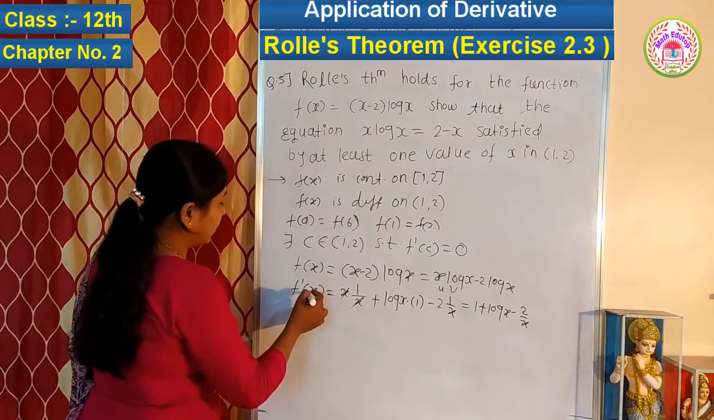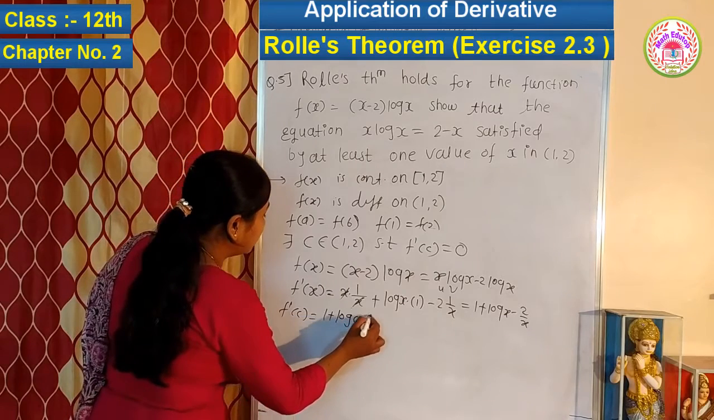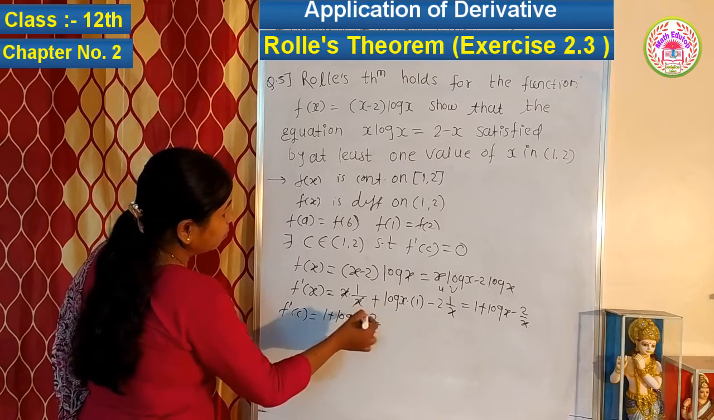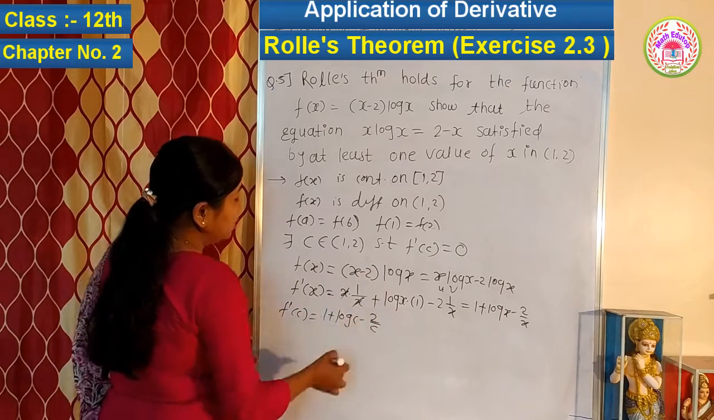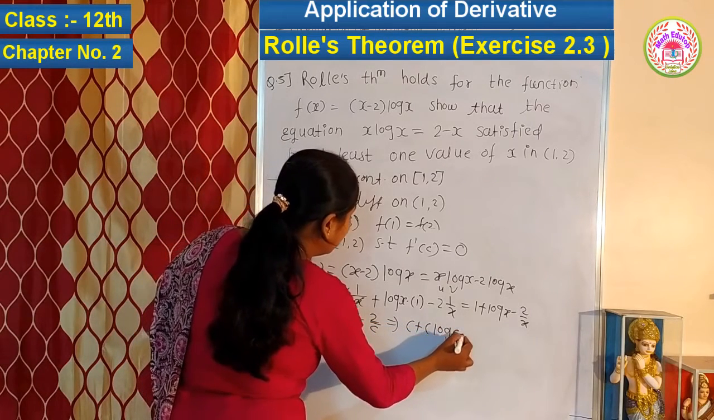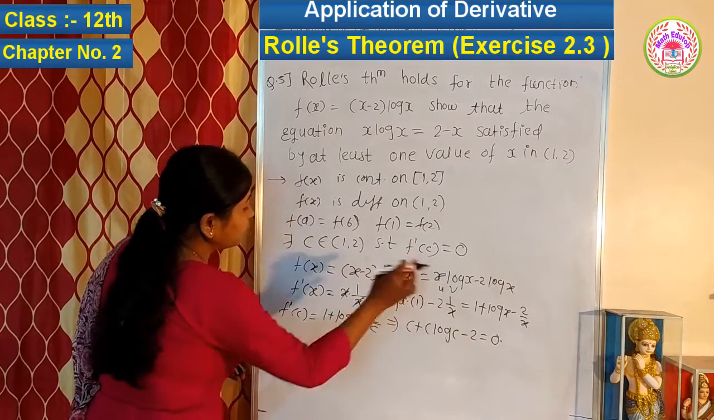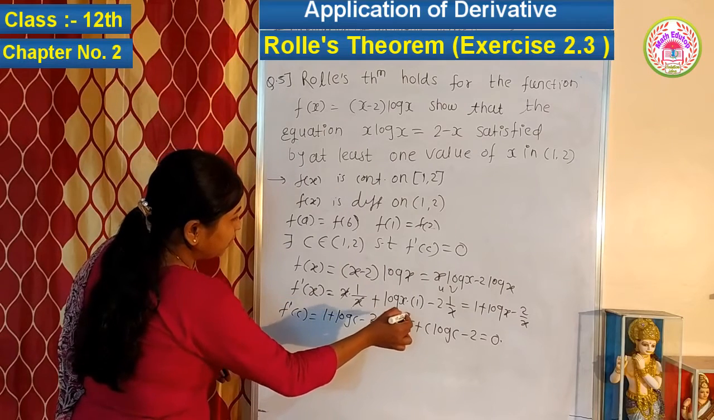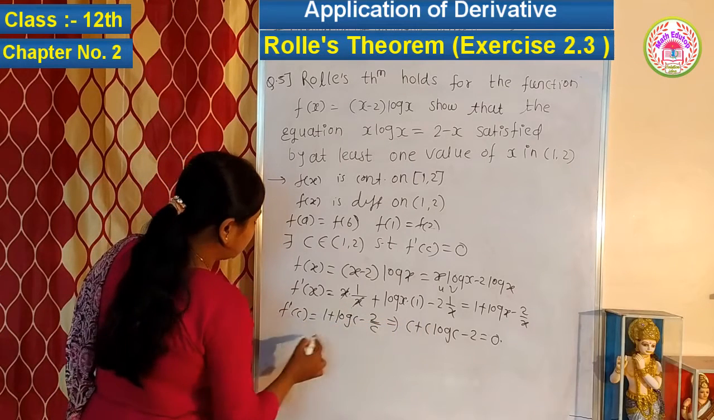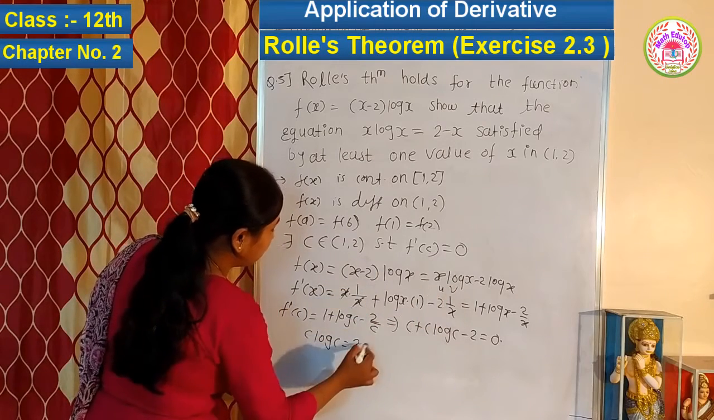Then we substitute c in place of x. Then f dash of c is equal to 1 plus log c minus 2 upon c. Okay, we multiply c throughout the equation, so c gets cancelled here. Then we get the equation c plus c into log c minus 2 is equal to 0. As f dash of c is equal to 0, this is also equal to 0. Then we simplify to get the required result: c into log c is equal to 2, transferring c, minus c.